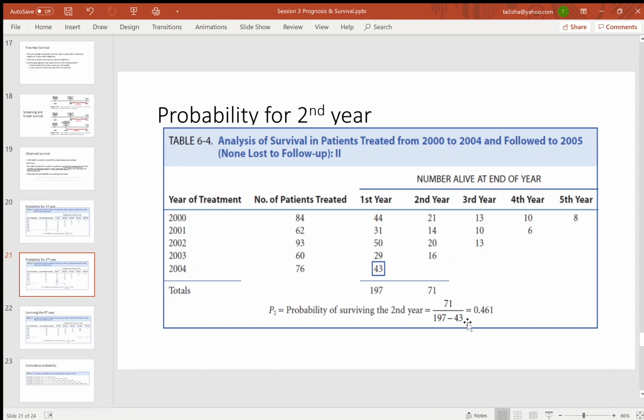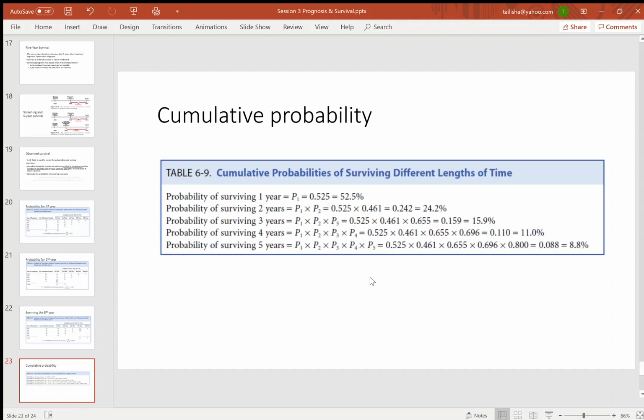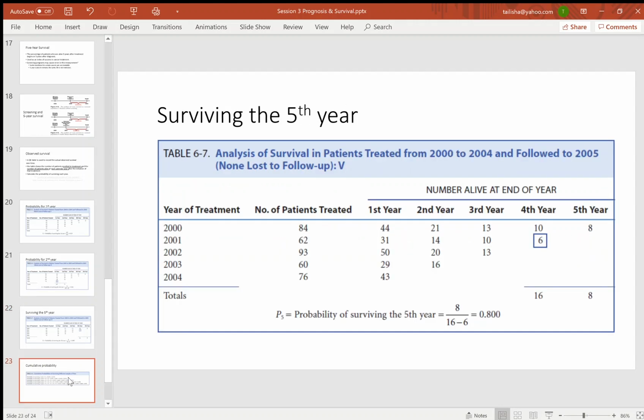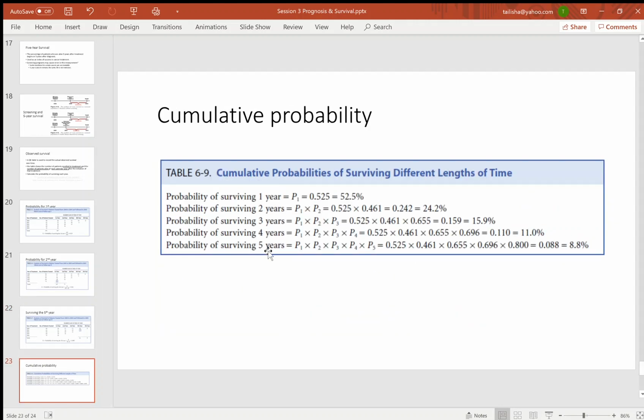It's very easy to misinterpret this as the probability of surviving through the second year, and that's not what this is. This is the probability of surviving the second year. If you want to do the cumulative probability, this is how you do it. You multiply the probability of the different years. So here you can see, even though it looked higher when you did it individually, when you look at the probability of surviving the total 5 years, it is actually only 8.8%.